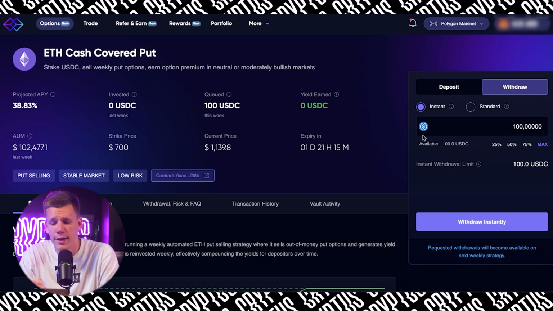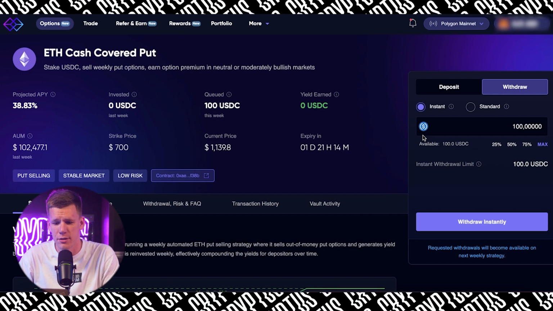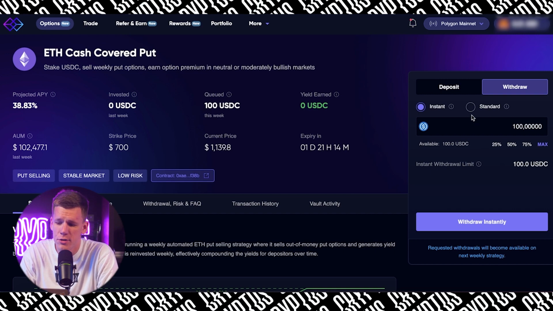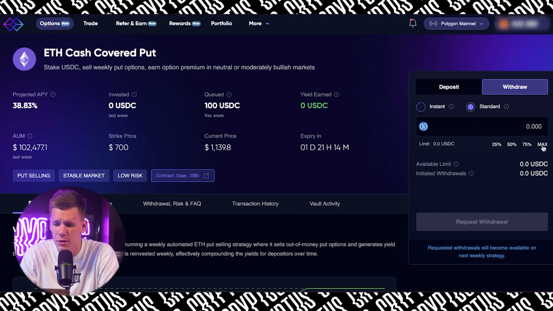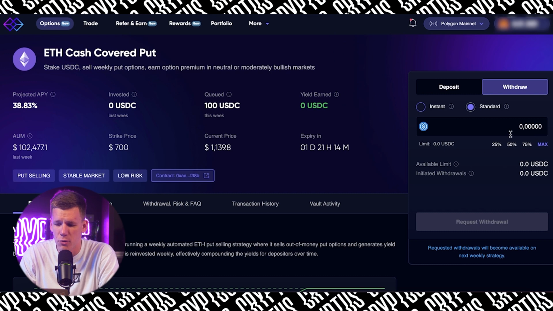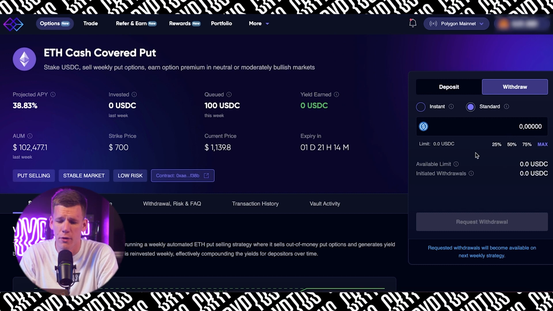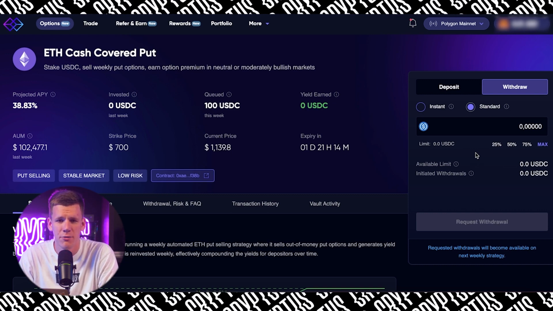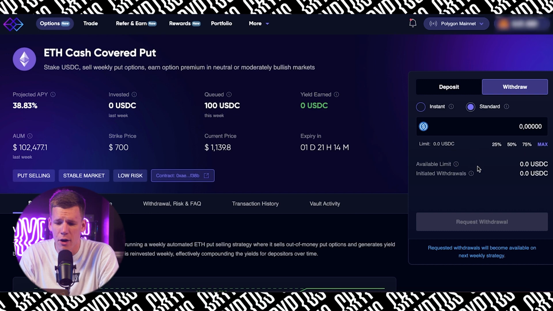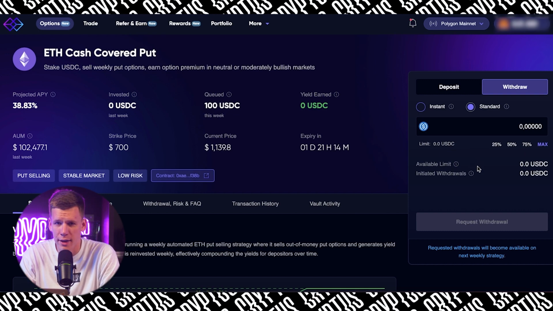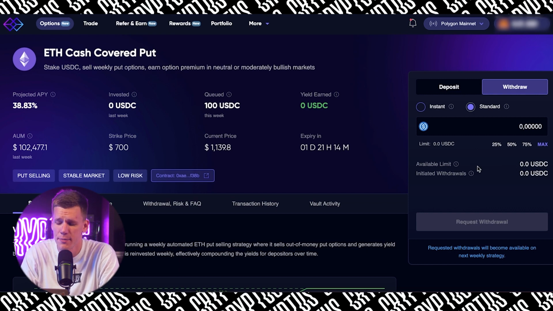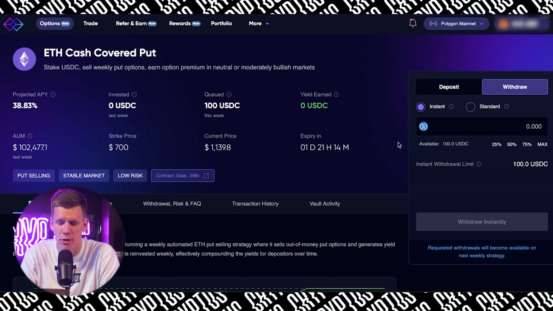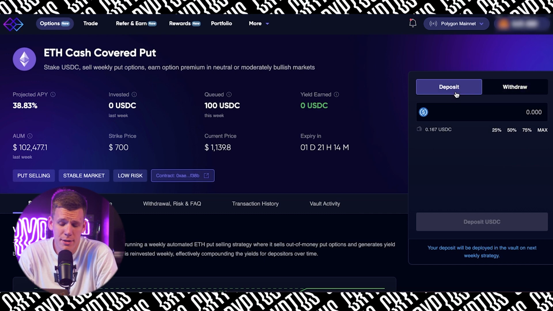But if the next Friday hits and our options are being sold to the buyer of the options, we need to use the standard withdrawal. So basically we type in the amount we want to withdraw, and this is a two-step withdrawal. First of all, we send a notification to Polysend that we don't want to be active in the next cycle anymore. So our money will still be in the pool until the next Friday, until the expiration of the options, and then we can do again the instant withdrawal when our USDCs or Ethereum or Bitcoins are unlocked. And this is how simple it is.